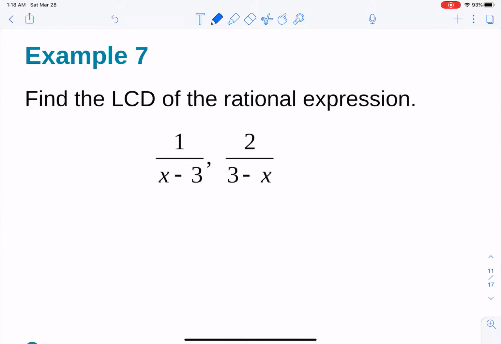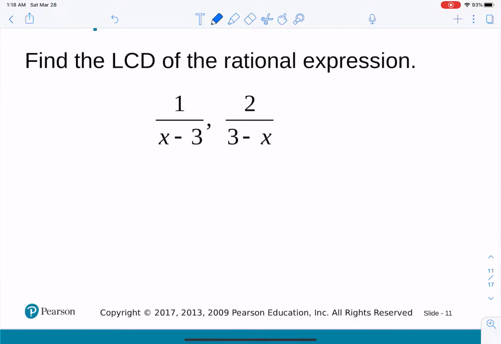So this is a tricky one because we have x minus 3, but 3 minus x is very much alike compared to x minus 3, except for one difference, that there is a switch in order. 3 comes in the front and negative x later, so I could write 3 minus x as negative 1 times x minus 3. So the common factor here is x minus 3.